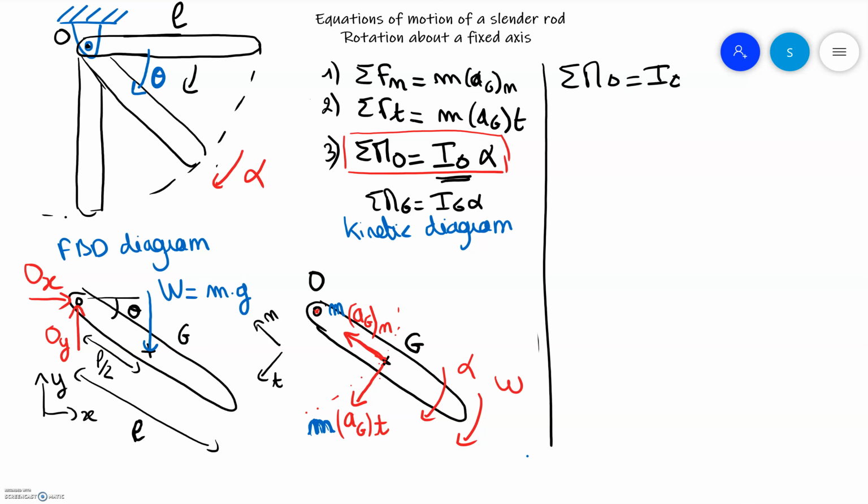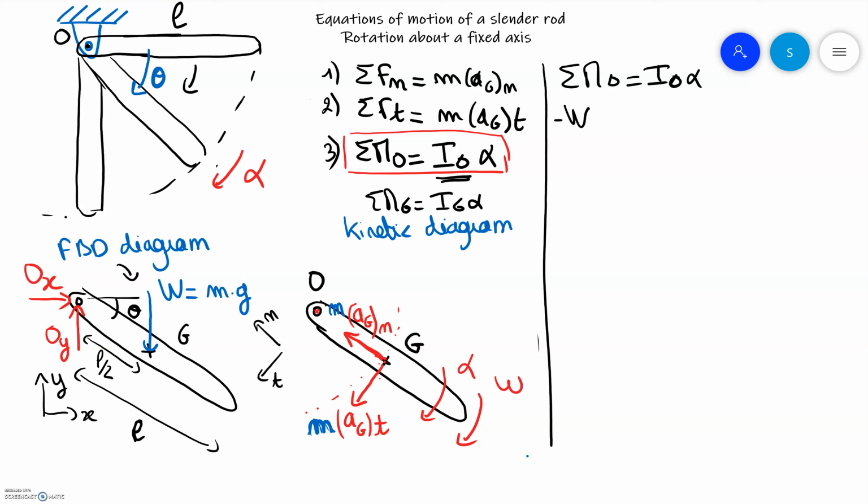We like this equation because the pin reactions at O are not included in it, since we take the moment about O. Any force that goes through the point O doesn't create any moment about this point. So at O, the only force that creates a moment is the weight. And it's going in this direction.